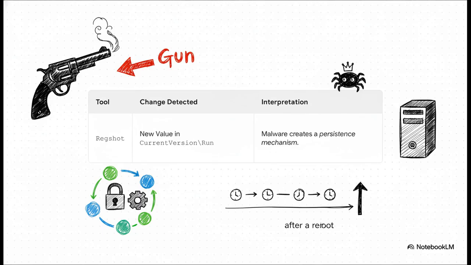Let's look at a classic example of what Regshot might find. You can see it right here in the table. If the tool detects that the malware added something new to this run key in the registry, well, that's the smoking gun. The specific spot is one of the most common places for programs to hide to launch automatically at startup. The malware is basically planting itself there to guarantee it'll be back after a reboot.